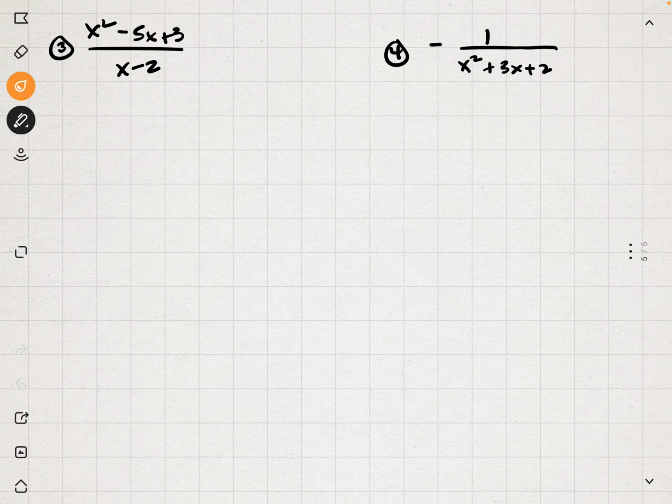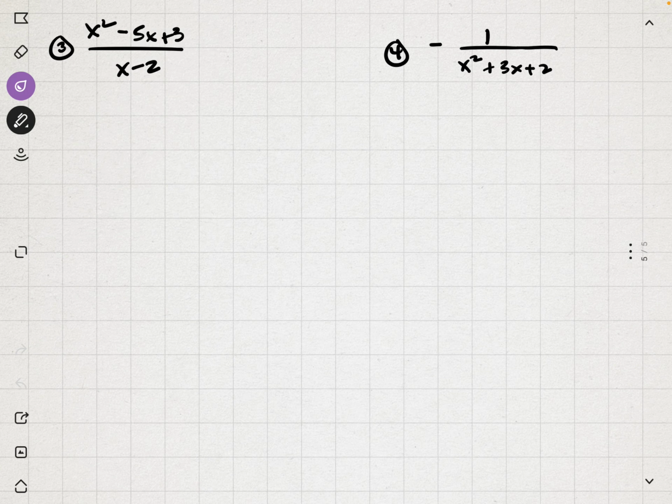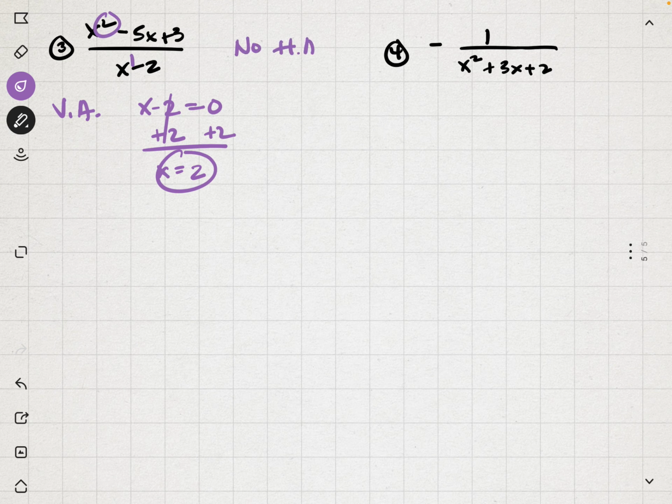Okay, a couple more examples here. So this one, vertical asymptote. We're going to do x minus 2 equals 0. I mean, you could do it in your head, right? What minus 2 is equal to 0? That's going to be 2. But for those of us who need to show our work, that's fine too. So x is 2. And then for this one, because our degree on top is 2 and our degree on bottom is 1, this has no horizontal asymptote. So we just graph our vertical.